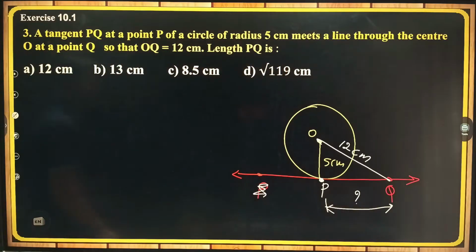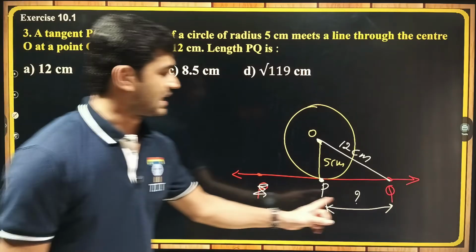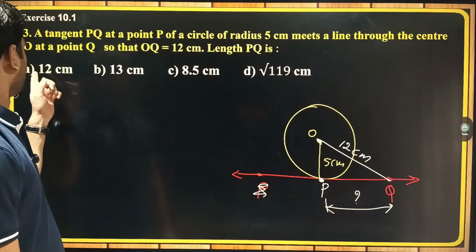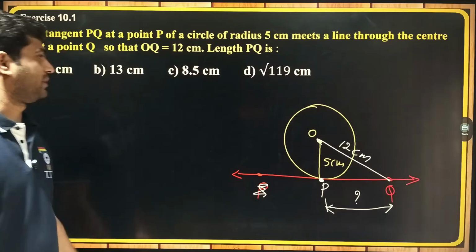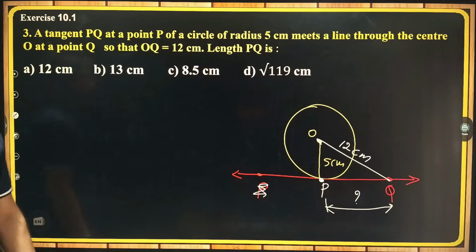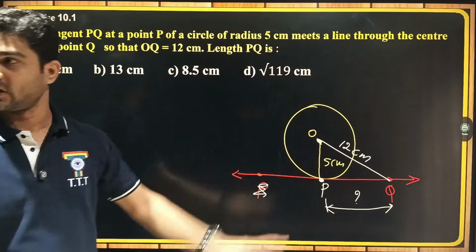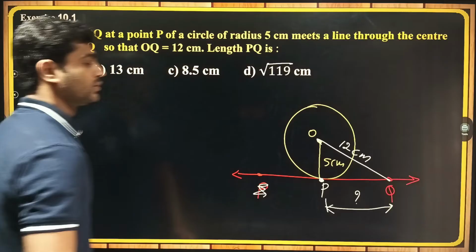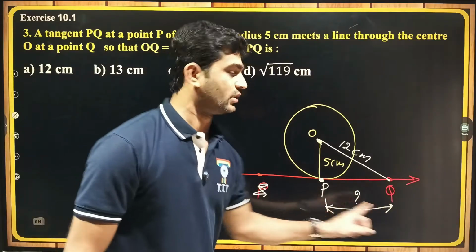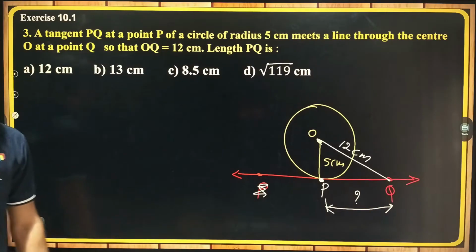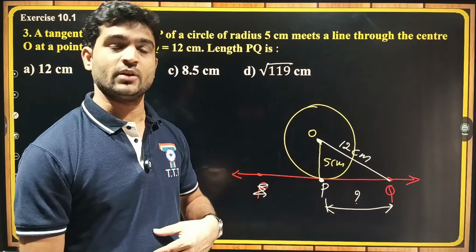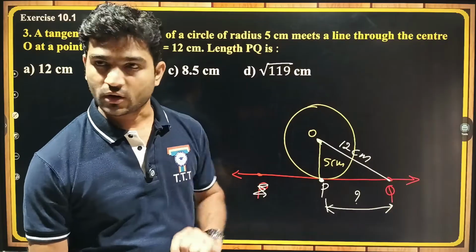Now dear friends, we can observe carefully what is the length of PQ. Here there are 4 options: A 12 centimeter, B 13 centimeter, C 8.5 and D is root of 119 centimeter. So these are the 4 options given. We need to find this PQ if P is here. Clear, right? So what is P? In the first class we studied circle. P is the point of contact.